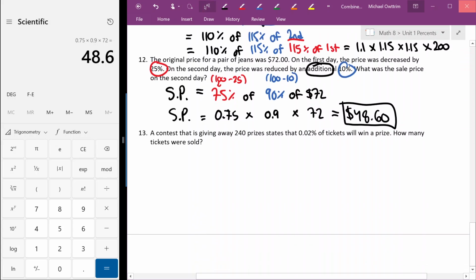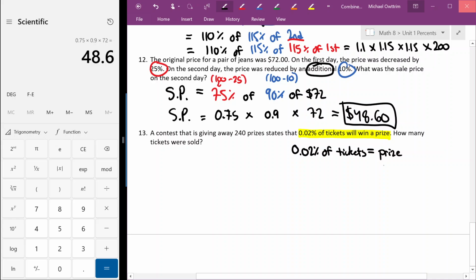Final one here says a contest is giving away 240 prizes, and it states that 0.02% of tickets will win a prize. I want to know how many tickets are sold. Since there's no mention of increase, decrease, or change here, I'm going to go ahead and treat this as a percent of question. So I'm going to go ahead and identify the key idea here. My percent of. And I'm going to simplify it a little bit. They say will win a prize. Will is the future tense of did or is. And that is my amount of prizes.